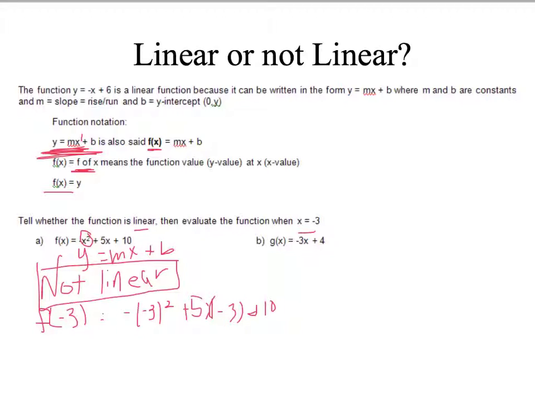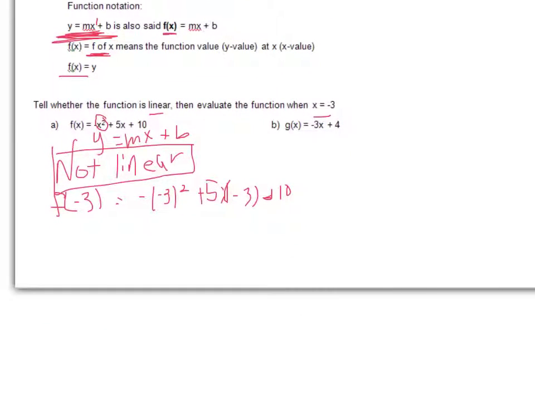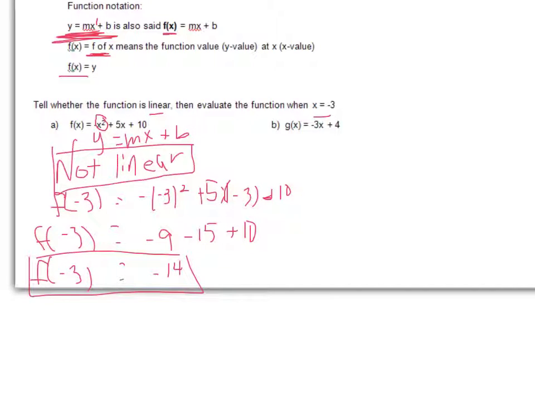Plus 10. All right, let's get this up a little bit. Negative 3 squared is positive 9, but I've got to take the negative of that, so that's negative 9. 5 times negative 3 is negative 15, and then plus 10. Negative 9 minus 15 is negative 24, plus 10 would be negative 14. So the function of our equation where x is negative 3 is negative 14.